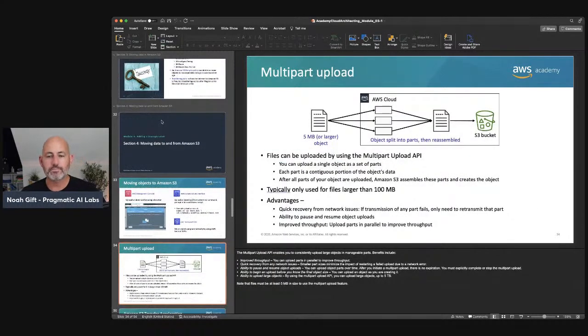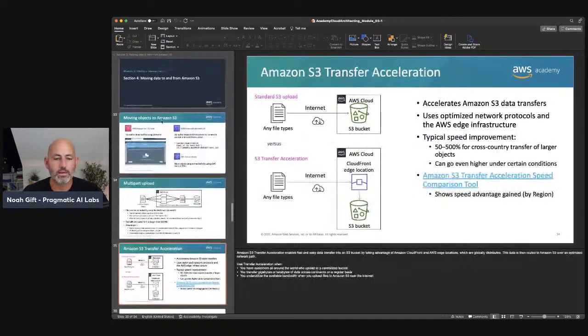Multi-part upload. You can upload by basically having a file that's broken into different parts. Typically, though, you only would want to do this for 100 megabyte or above files, but you can quickly recover if there's a network issue. So if you were going to copy, let's say, a 5 terabyte file, using a multi-part upload would be the way to go.